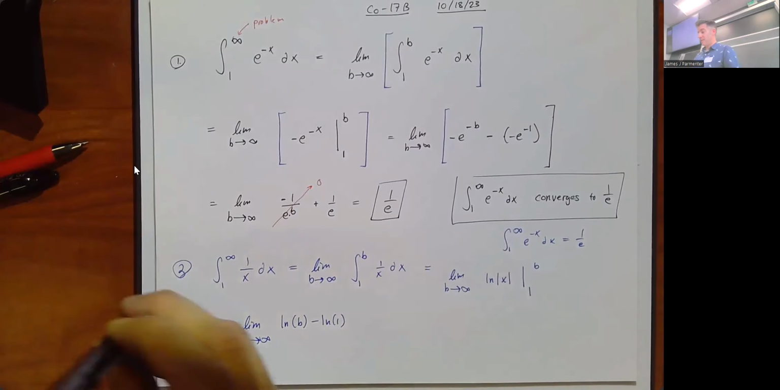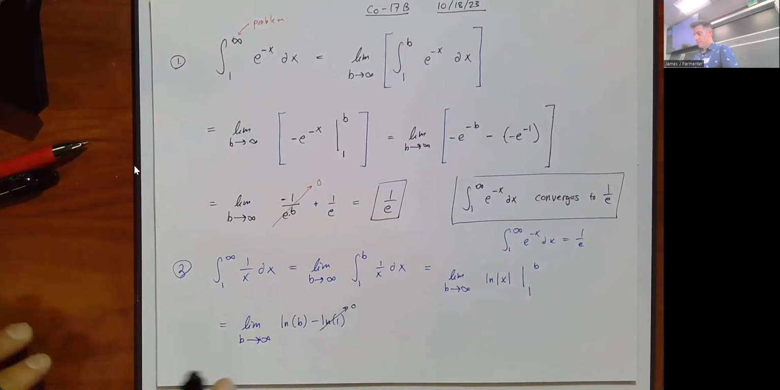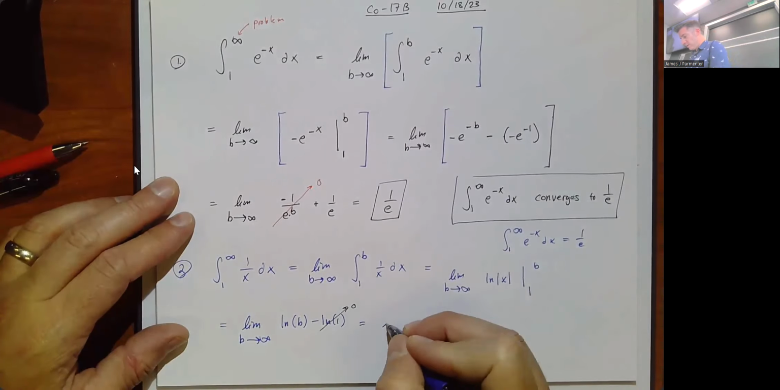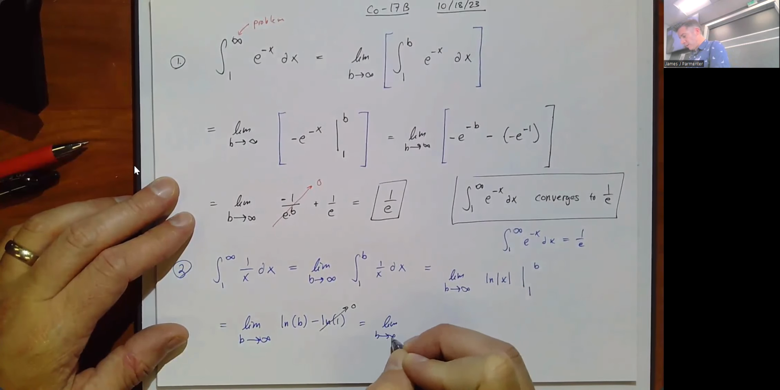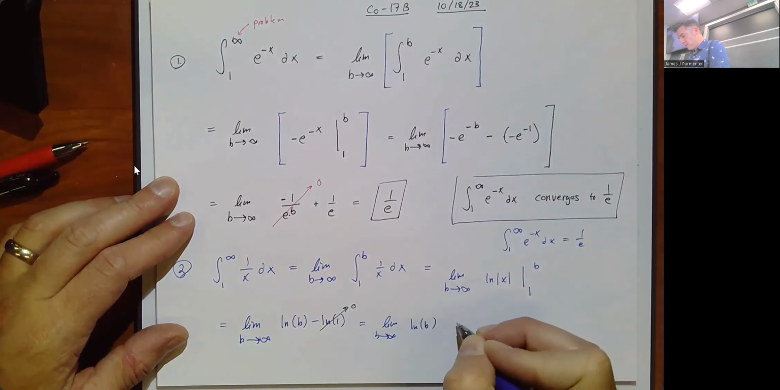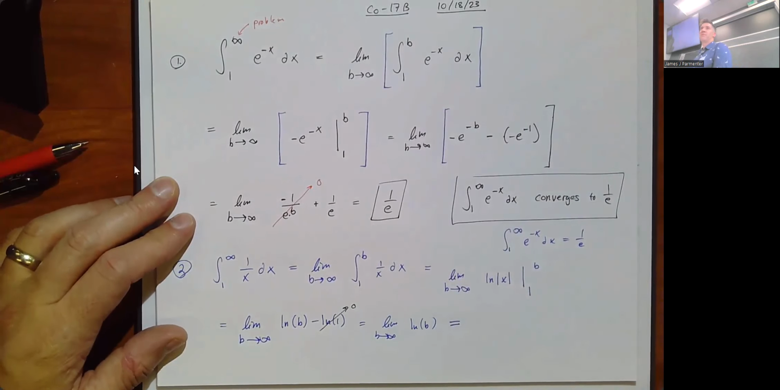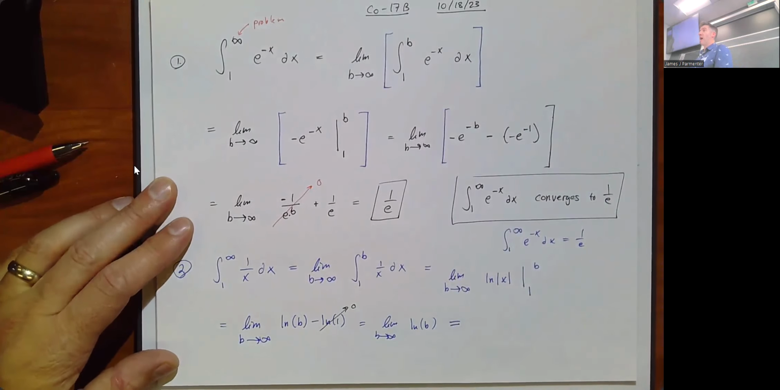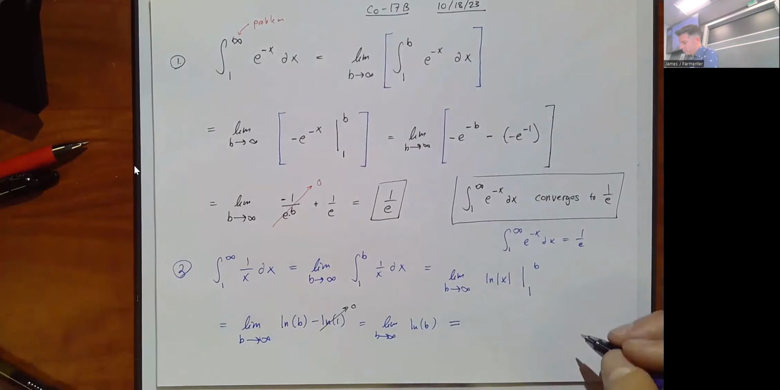Natural log of 1 is 0. So this is going to equal the limit as b goes to infinity of the natural log of b, which is going to be infinity. If you think about the graph of the natural log.